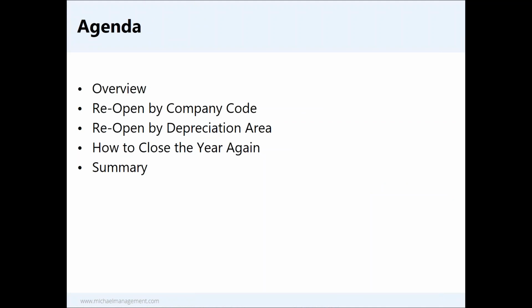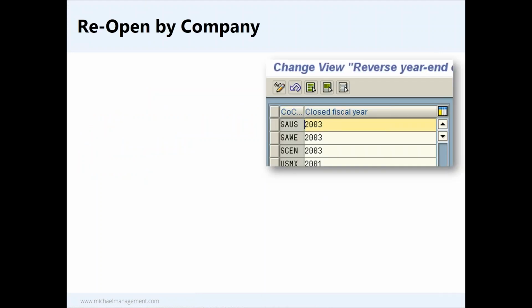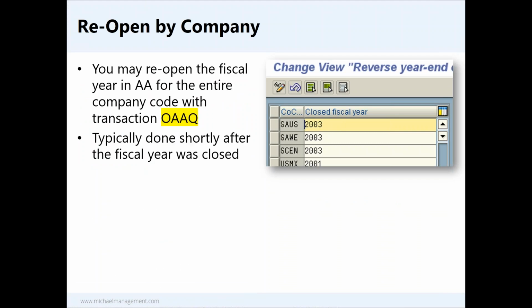So let's do the first one. Reopening the fiscal year by company code. There's a transaction for this. Here's a little screenshot. The transaction code is OAAQ. And then you go right in here. And this allows you to open up the fiscal year for the entire company code.